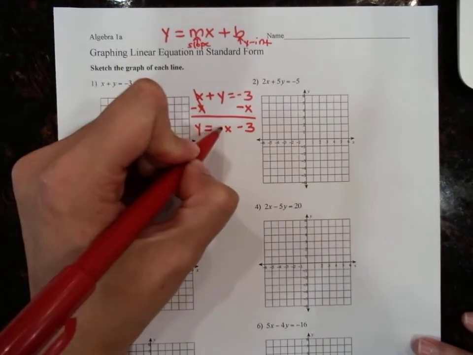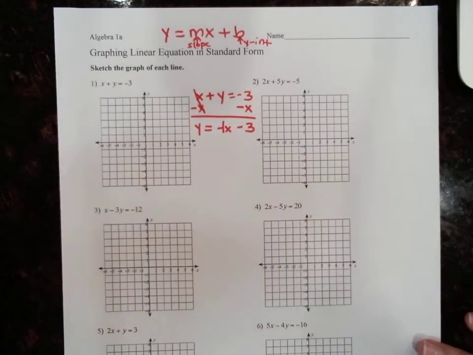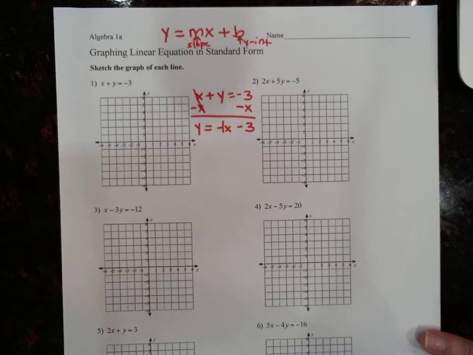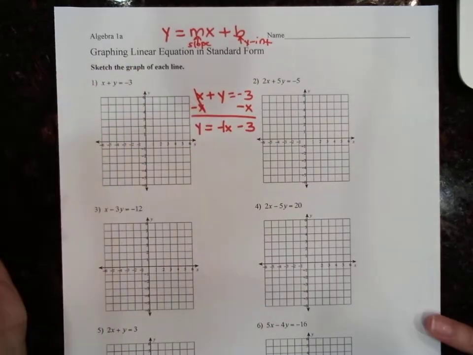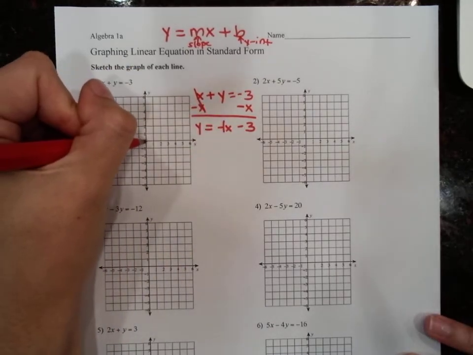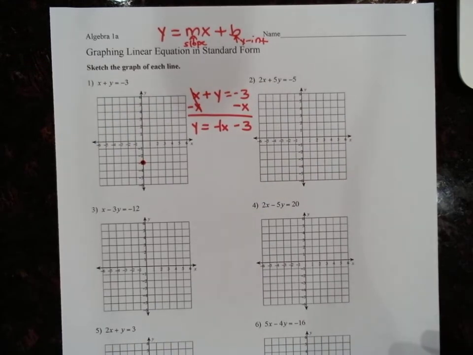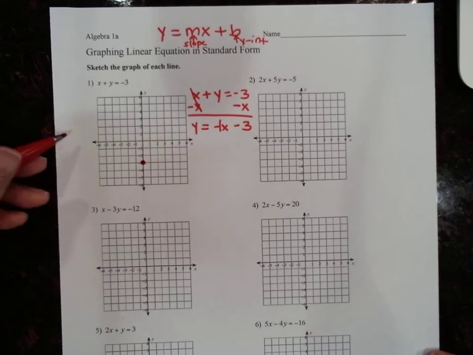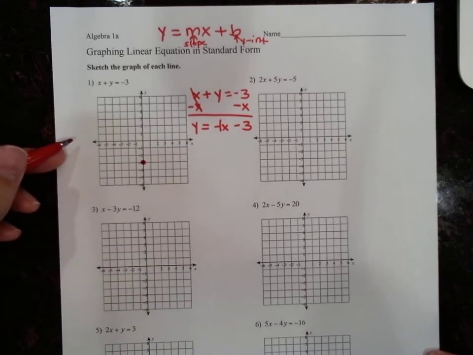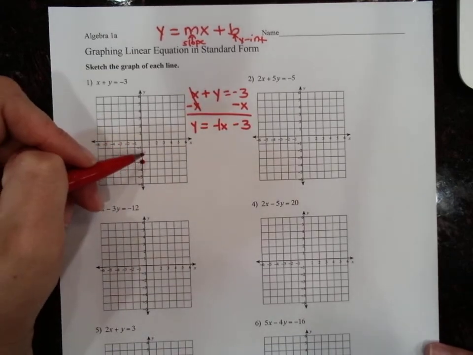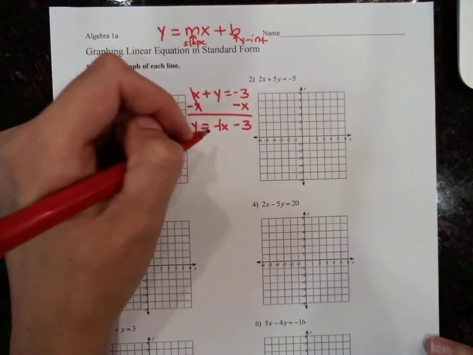If there's just negative x, remember there's a negative 1 in front. So our slope is negative 1 and our y-intercept is negative 3. I'll graph my y-intercept first. I go to the y-axis and plot my point at negative 3. If you forget how to graph this, you can go back to your notes on how to graph a linear equation. But remember, you graph the y-intercept first, and then our slope is a negative 1.